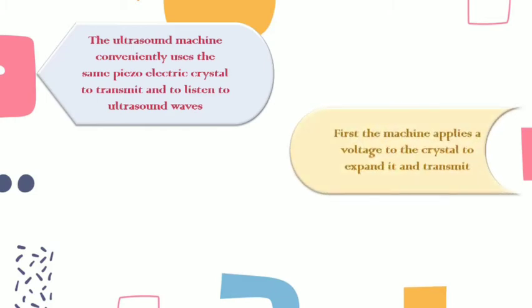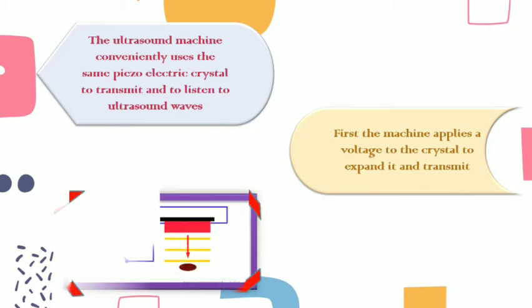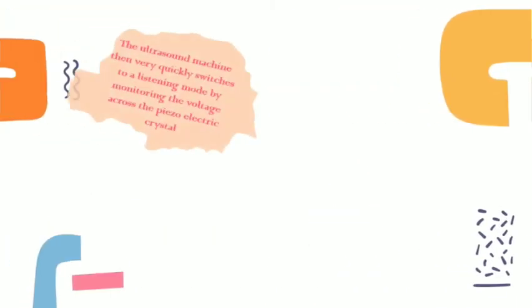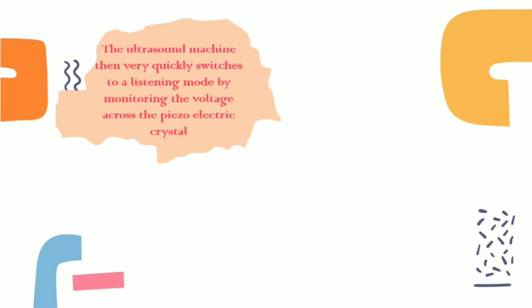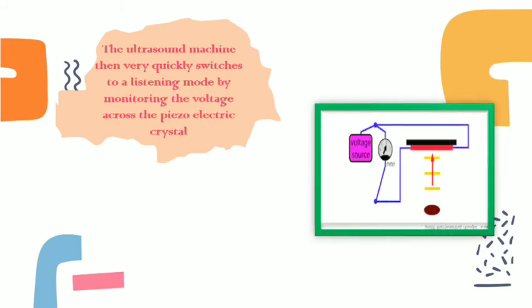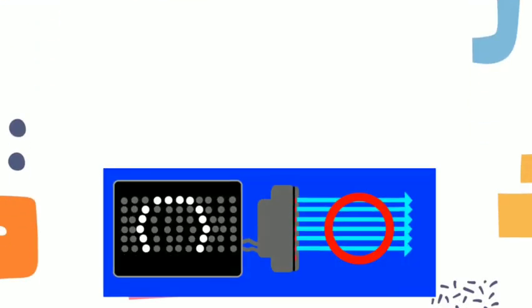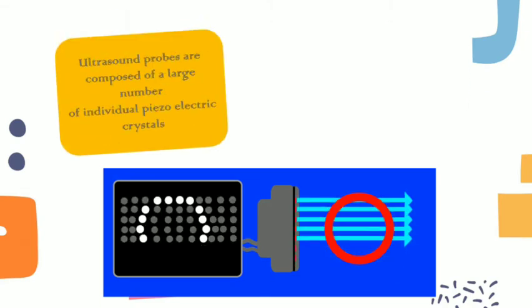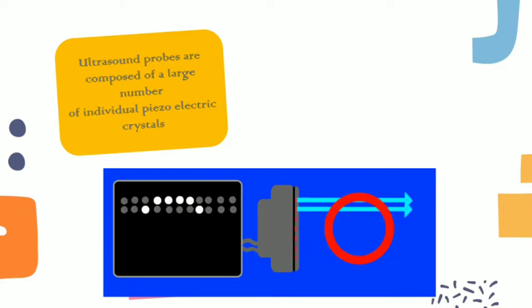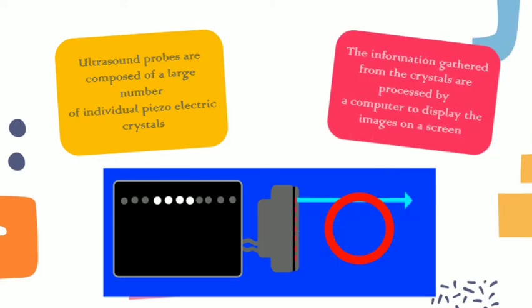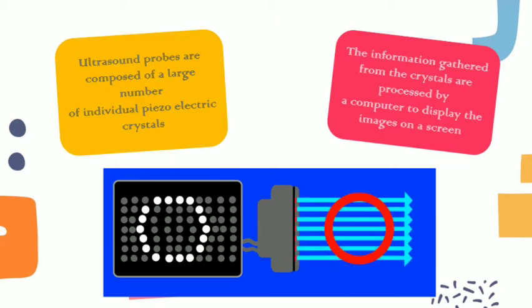First, the machine applies a voltage to the crystal to expand it and transmit. The ultrasound machine then very quickly switches to a listening mode by monitoring the voltage across the piezoelectric crystal. This transmit and receive cycle is repeated very rapidly. The above examples show only one crystal for clarity. In reality, ultrasound probes are composed of a large number of individual piezoelectric crystals. The information gathered from the crystals is processed by a computer to display the images on a screen.